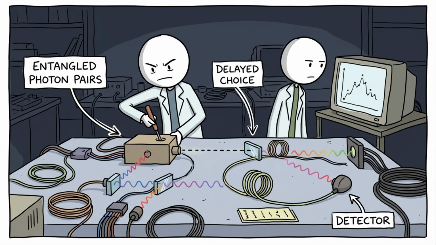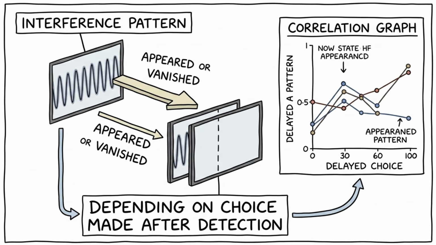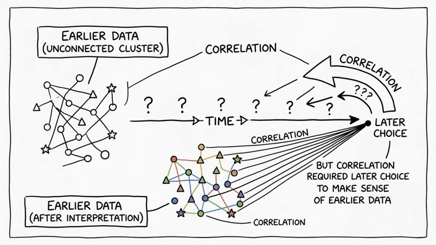Kim's team ran the experiment with entangled photon pairs and delayed the which-path decision until after the paired photon had already been detected. Kim, along with Yu, Kulik, Shih, and Scully, published in Physical Review Letters in 2000. The interference pattern reappeared or vanished depending on a choice made after detection, correlated with data collected earlier. Careful analysis by the same physicists confirmed no signal, no information, travels backward in time, but the correlation itself required the later choice to make sense of the earlier data.